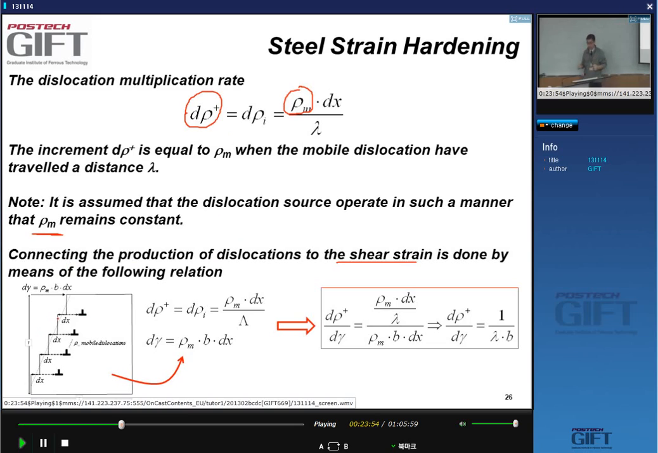Okay, so now this is a formula we've already seen, by the way. If I have a number of edge dislocations which move a distance dx, what is the shear that they will make? Well, the density of dislocations, the number of dislocations I have here, times their Burgers vector, times the distance that they have traveled. So if they all travel dx, I will get this amount of shear.